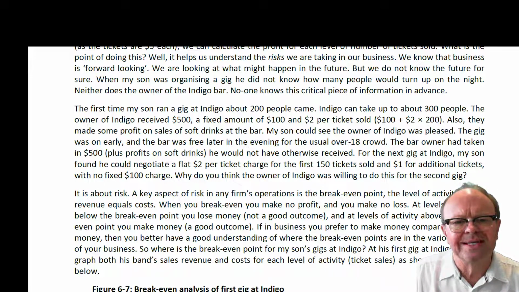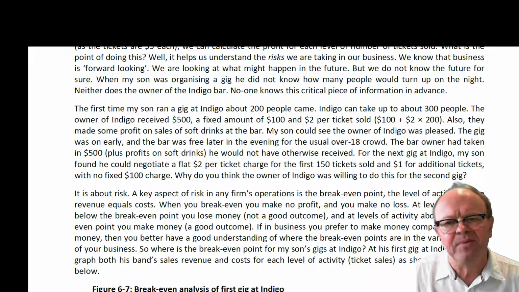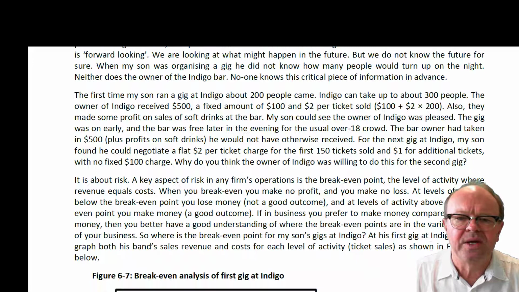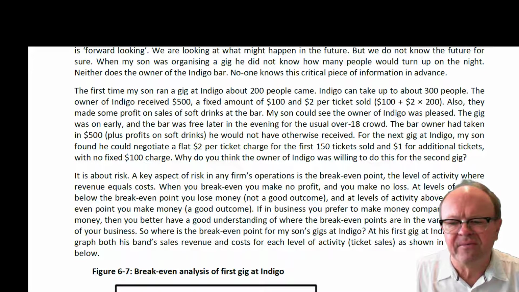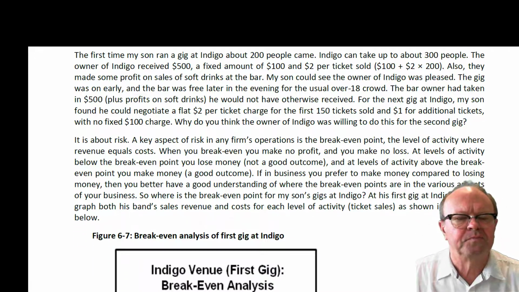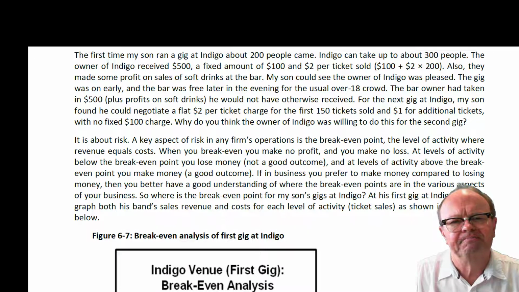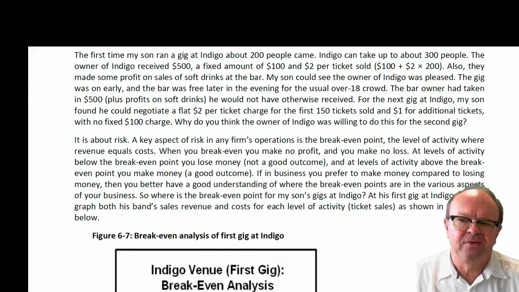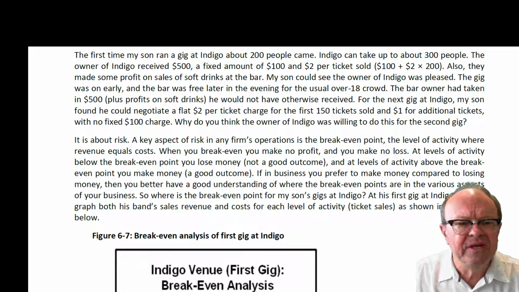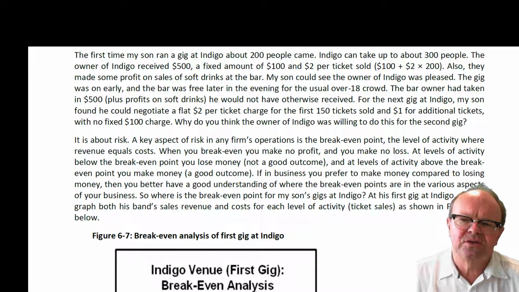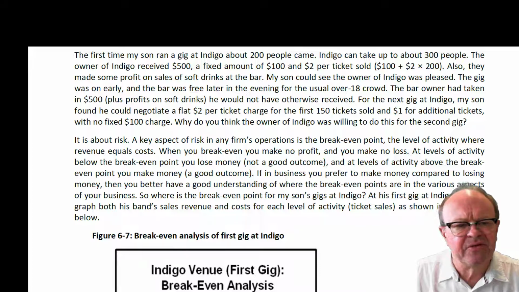When my son was organising a gig, he did not know how many people would turn up on the night. Neither does the owner of the Indigo Bar. No one knows this critical piece of information in advance. The first time my son ran a gig at Indigo, about 200 people came. Indigo can take up to about 300 people. The owner of Indigo received $500, a fixed amount of $100 and $2 per ticket sold. That is $100 plus $2 times 200. Also, they made some profit on sales of soft drinks at the bar.